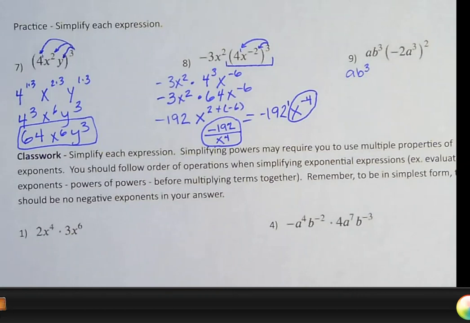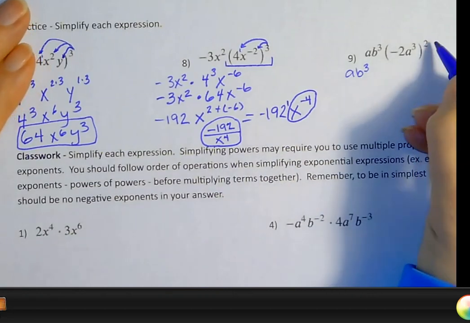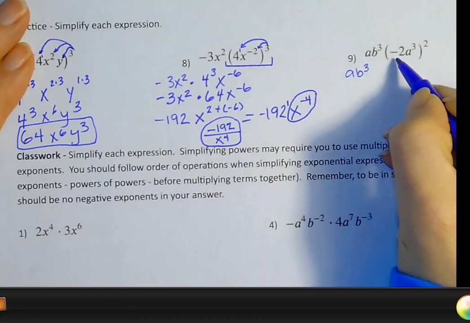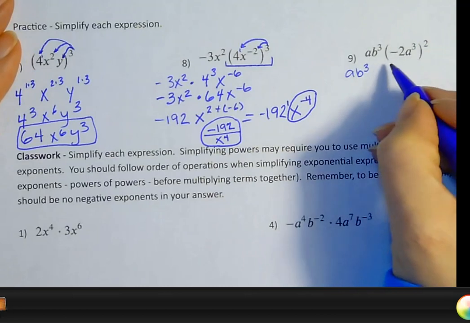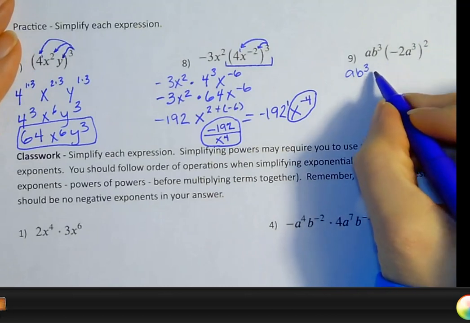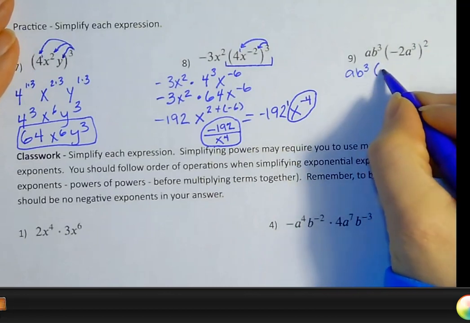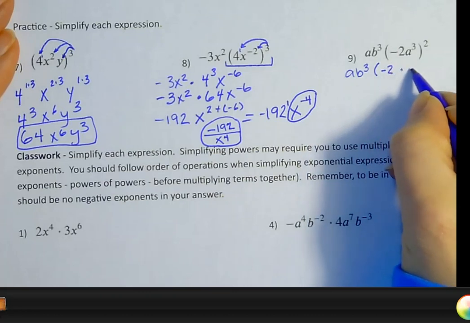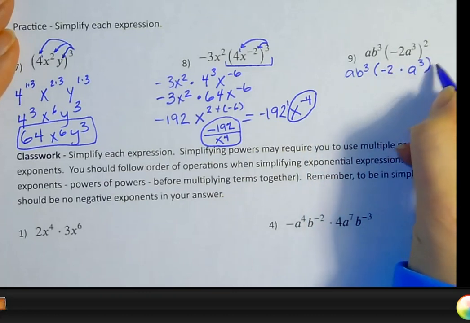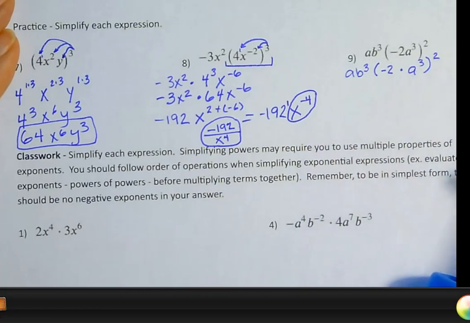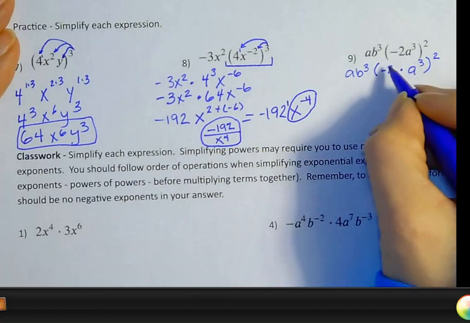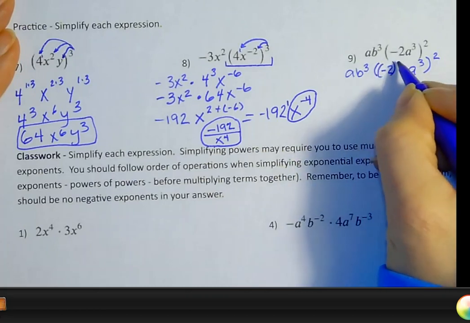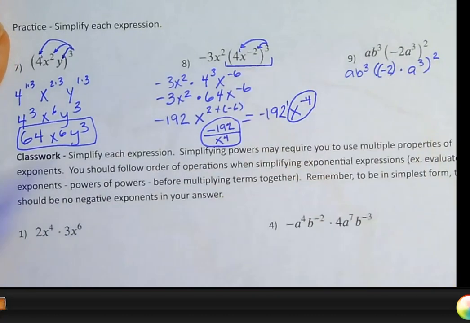So we need to be careful here because I am distributing this 2 to each of the factors in my parentheses. I'm going to rewrite this because I really want to make it clear. I have negative 2 times a to the third inside those parentheses. All of that is squared. So I need to distribute that squared to everything in here. I've got negative 2, and you can think of that as being inside parentheses.